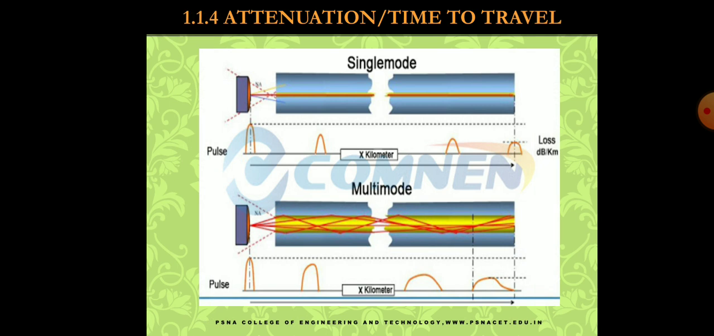And next section is the attenuation or time to travel. In a single mode fiber, due to the single core, the light reflection will be less and hence attenuation is lower, which makes the light signal reach faster. In a multimode fiber, due to the multiple cores, the light reflection will be more and hence attenuation is higher, which makes the light signal reach the other end slower. But it can carry more data due to simultaneous transmission.